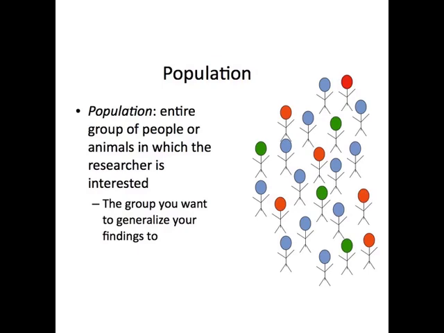Populations represent the group that we want to generalize our findings to, but it would be really difficult to study the entire group. So if we're doing our Baby Einstein study, our population would probably be all of the babies in the United States. But think about it, that's very difficult, time-wise, and it's expensive to do that.